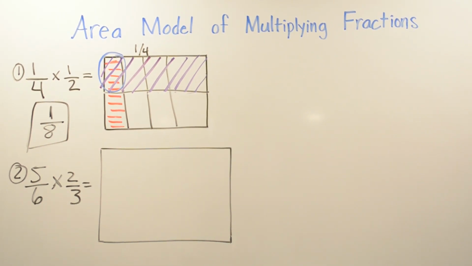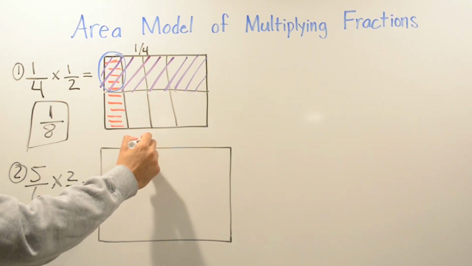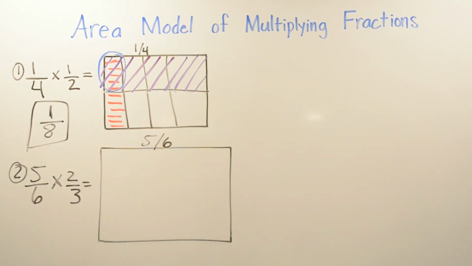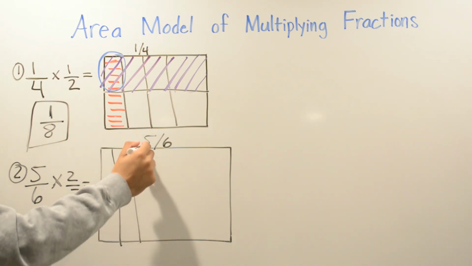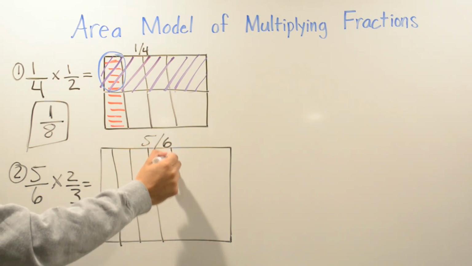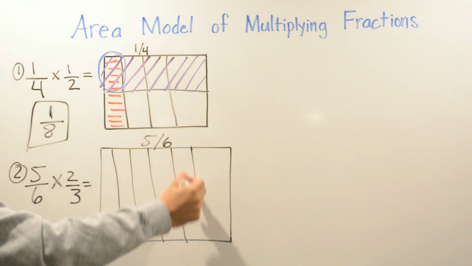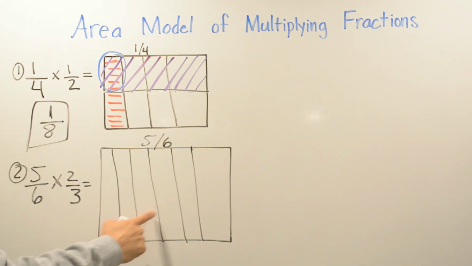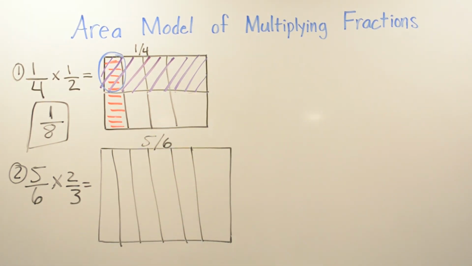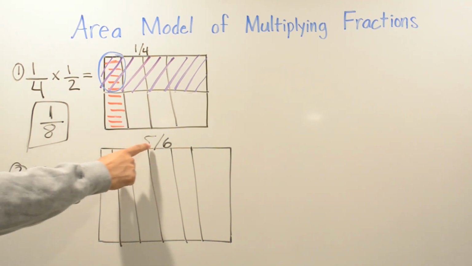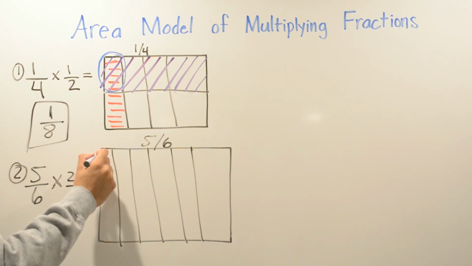Now for number 2, we have 5/6 times 2/3. Okay? We're going to go ahead and do the same thing as we did on problem 1. We're going to put 5/6 on top. And we're going to go ahead and do 6 lines. 1, 2, 3, 4, 5. So we have 1, 2, 3, 4, 5, 6. And once again, just go ahead and shade how many? 5. So we're going to go ahead and shade 5.